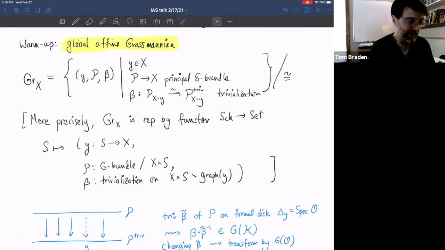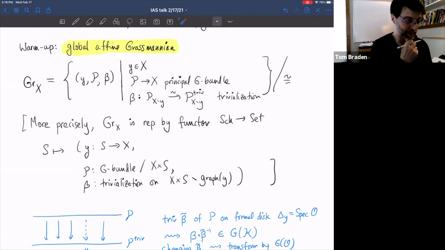First is a global version of the Grassmannian, which is topologically very simple, but the construction gives you the flavor. So what you're going to say is that the global affine Grassmannian, for each point y in X, you're going to look at a principal G-bundle over the curve, and you're going to take a trivialization of that bundle, so a map from the chosen principal bundle to the trivial bundle X times G, which is defined over the curve minus the chosen point. So you're doing a reparameterization, which is not required to be an isomorphism at y, and up to isomorphism, where you're allowed to choose an isomorphism of P, basically.